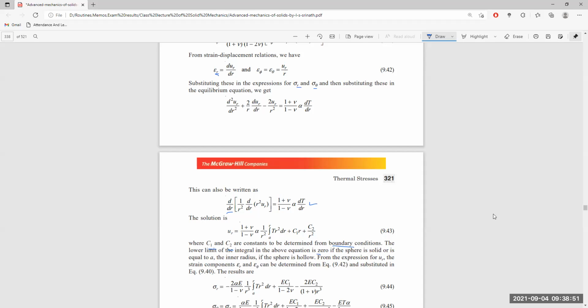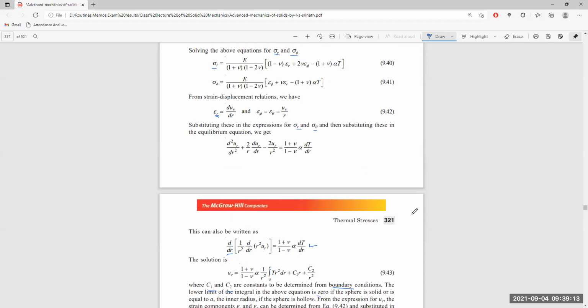The sphere is solid with outer radius B, or the sphere is hollow. Now from the expression of UR, the strain components epsilon R and epsilon theta can be determined from equation 42, and substituting epsilon R, epsilon theta in 40.